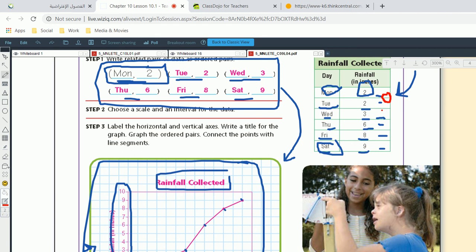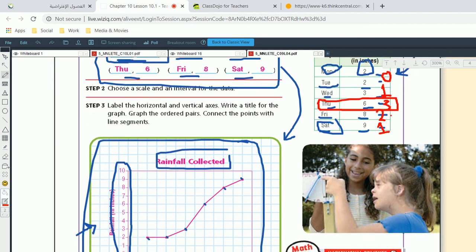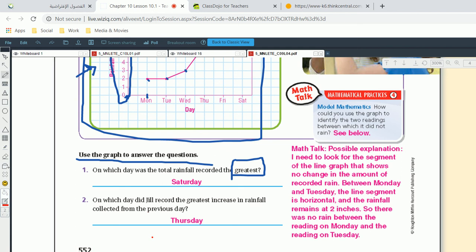Here, 2 and 3, it increased 1. 3 and 6, it increased 3. 6 and 2, it increased 2. 8 and 9, it increased 1. So the greatest increase is in which one? Thursday. That is the greatest increase. So the answer here is Thursday.